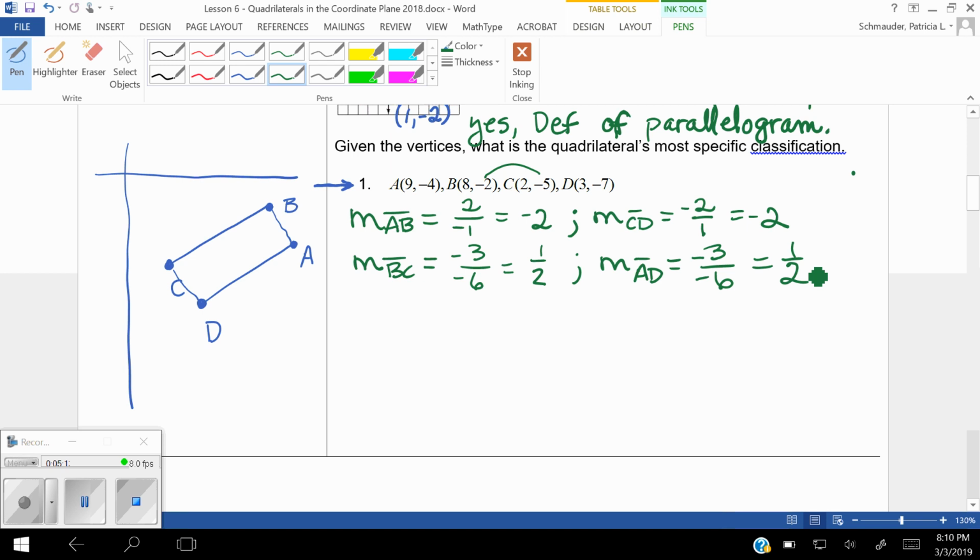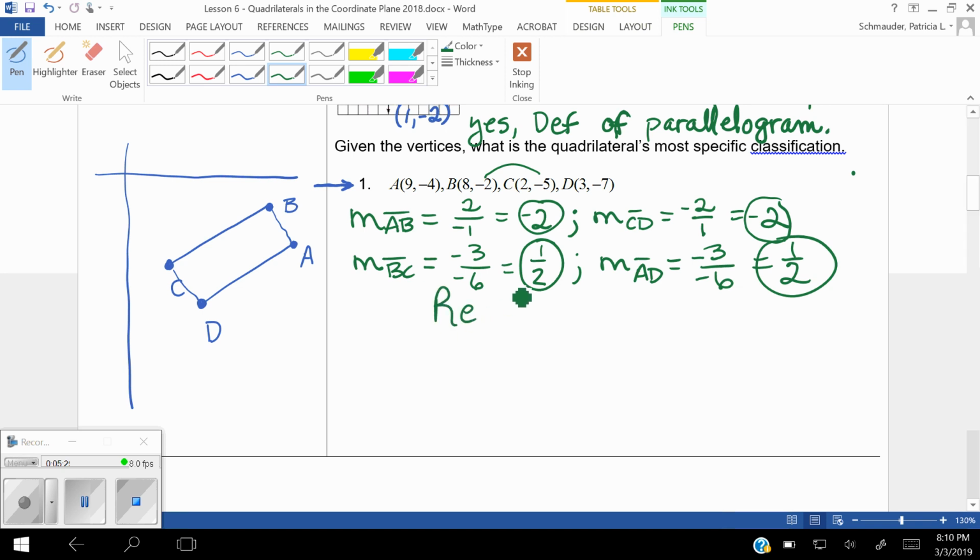So, definitely a parallelogram. And look what else we have. Look at these two slopes compared to these two. What are they? They're opposite reciprocals or negative reciprocals. So we know we got a rectangle here for sure.